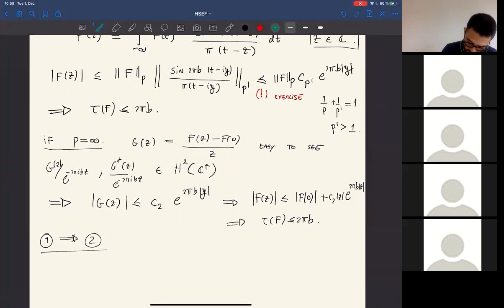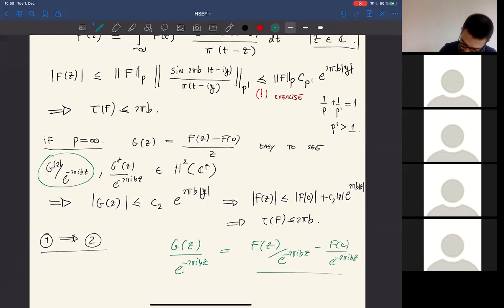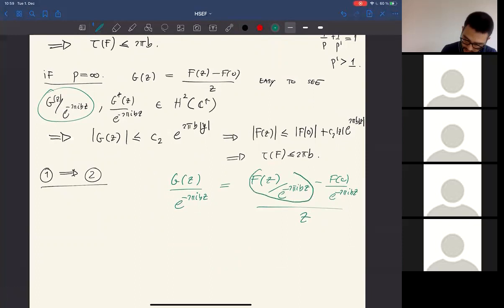So for instance, let me use green. Let's check this guy here. g(z) divided by minus 2πi bz is f(z) divided by minus 2πi bz, minus f(0), minus 2πbz divided by z. This thing is bounded in the upper half plane. And this thing here is also bounded in the upper half plane, because e^(2πibz) in modulus is e^(-2πby), and y is positive. So the upper part in this fraction is bounded, so this is less than or equal to a constant divided by the modulus of z.